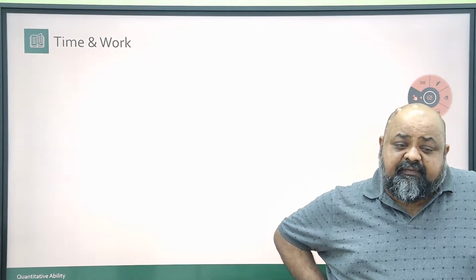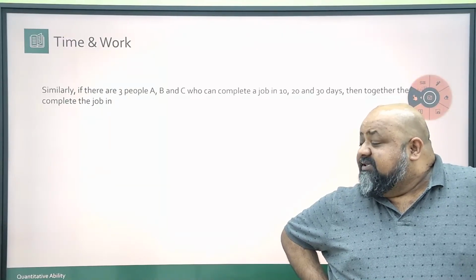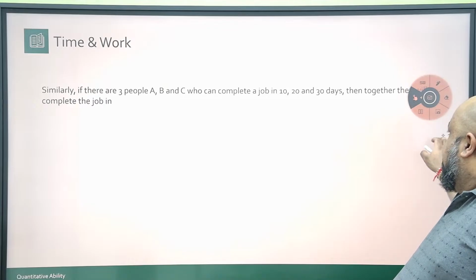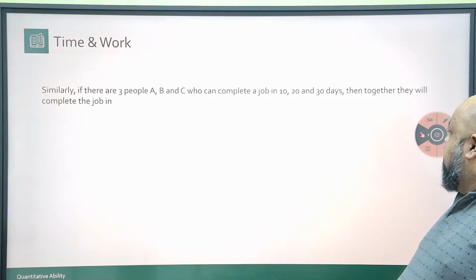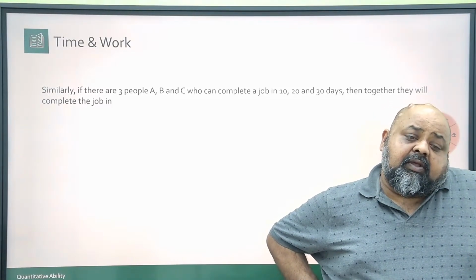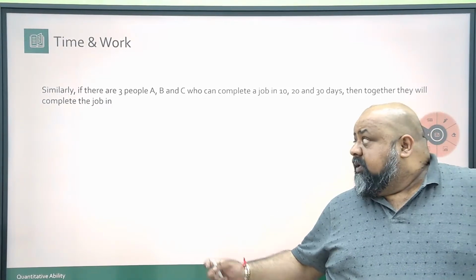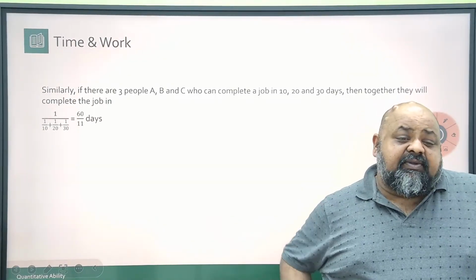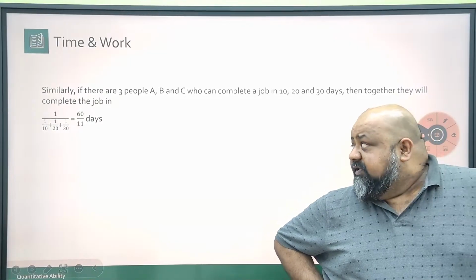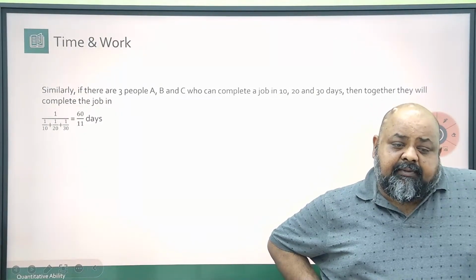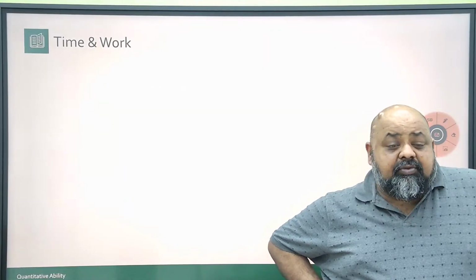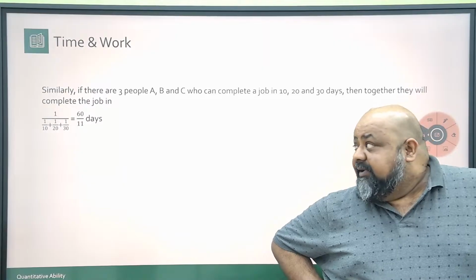This will work for any number of people. If we have A, B, C doing the work individually in 10, 20 and 30 days, then together they will complete the job in how many days? Again the same logic. A does 1/10 of the work in one day, B does 1/20th, C does 1/30th, and together they will do the sum. Take the reciprocal of that, you will get the answer. Right? I am not saying this is a good way to write, but technically this is correct. And this is what we have mostly done in school as well.